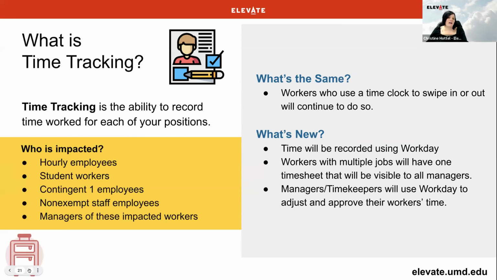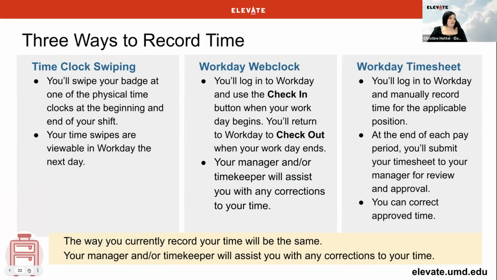So again, on the time tracking side, what we're really referring to is that group of folks that are currently reporting their work time, whether it's through their manual time entry, they're swiping at the time clock, or they're clocking in and out with their web clock. So those are the groups that are really impacted here in time tracking.